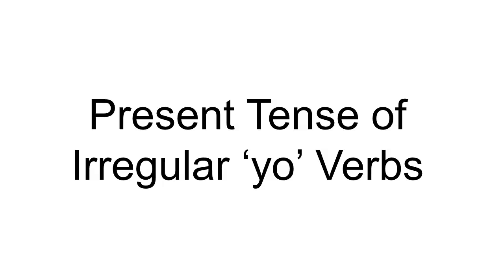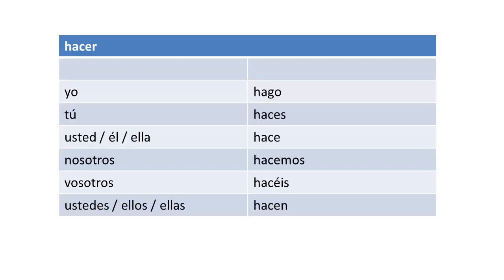So let's start out with just a little bit of review here. Hacer is kind of the prototypical irregular yo verb. So you'll notice that in the yo form, there's this G here that doesn't really follow the rest of the pattern, and that's why it's irregular. It's different than the other parts of the pattern. So you just have to memorize that.